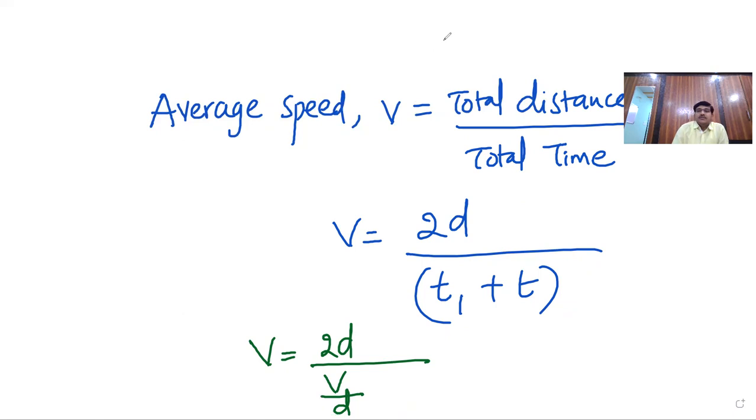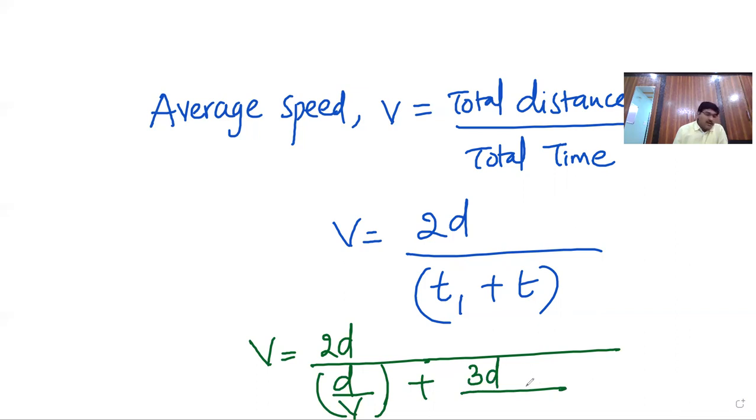Distance by velocity is time, so d by v. Clear? And in the second half t, how much did we get? 3d by v1 plus 2v2. Clear? Now, in the denominator, what is common? d is common. Take d out.